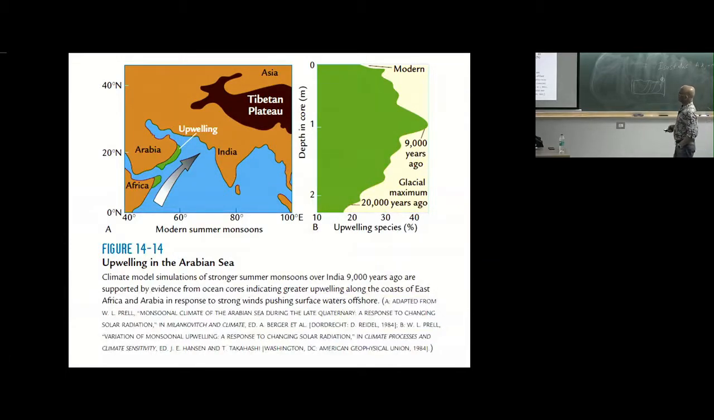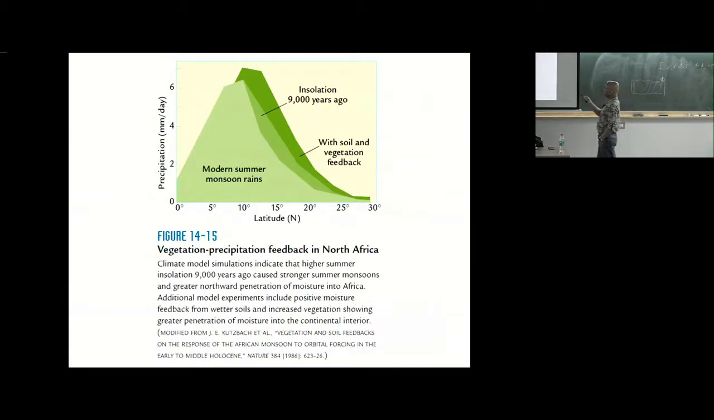So when you look at past changes, then you have to look at what are the feedbacks. So here you can use the model to produce the distribution of modern summer rains without having any feedback from soil moisture and vegetation, you will get certain amount of rain. But when you add the soil and vegetation feedback and insolation and so on, you can see that the monsoon gets much stronger. So this is how you would do attribution.